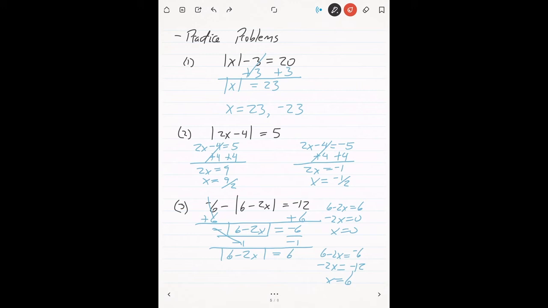Okay? So you're taking some number and taking its absolute value, you get 23. So what could that number be? Well, again, we have two possibilities. It could be either 23 or negative 23. So those are our two solutions for x here. Let's try number 2 now.